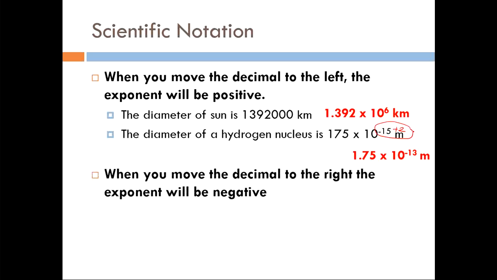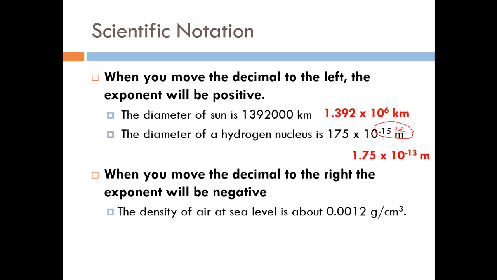Now just the opposite, when you move the decimal to the right, the exponent will be negative. So let's take the density of air at sea level. Now, yes, this is not a very small number, but just for the sake of putting this into scientific notation, it has a decimal. We want to move it over until we have one non-zero number to the left of that decimal. So how many times do we move it over? 3 times. So we rewrite this number as 1.2 times 10 to the negative 3.